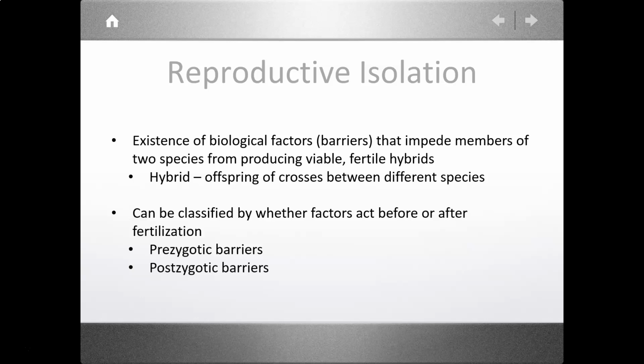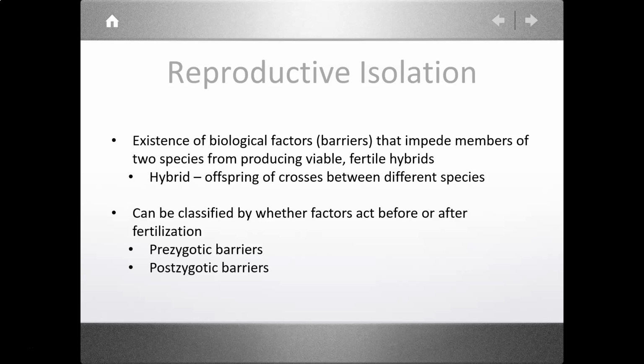So there are instances where we can still get two members of different species mating together, creating a hybrid. But if that hybrid isn't fertile in and of itself, then that perpetuation down the line doesn't happen. So reproductive isolation really gets classified by a handful of factors that either occur before or after fertilization. And that's where these terms pre-zygotic and post-zygotic come from. So remember, a zygote is a fertilized egg.